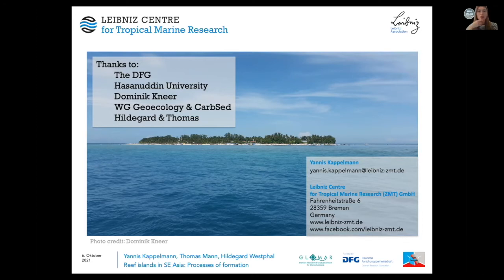I see, and you had showed that there was some sea level fall. Did you see any type of erosional effects from that at all? Or it typically seemed like it led to more island formation rather than taking away any material?